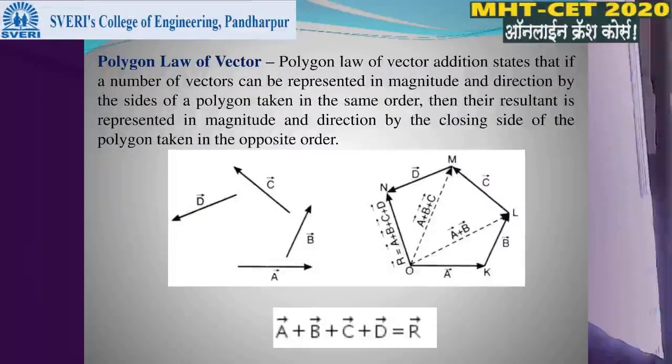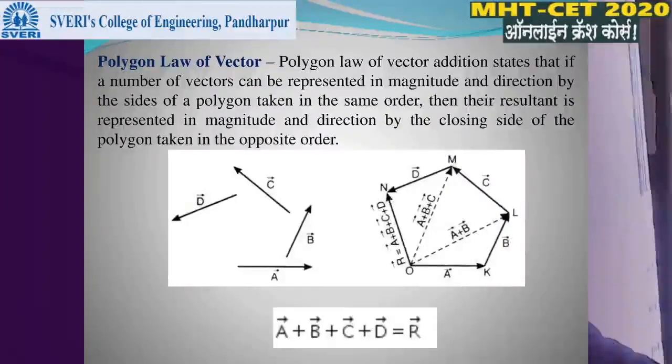What is the polygon law of vector? Polygon law of vector addition states that if a number of vectors can be represented in magnitude and direction by the sides of a polygon taken in the same order, then their resultant is represented in magnitude and direction by the closing side of the polygon taken in the opposite order.